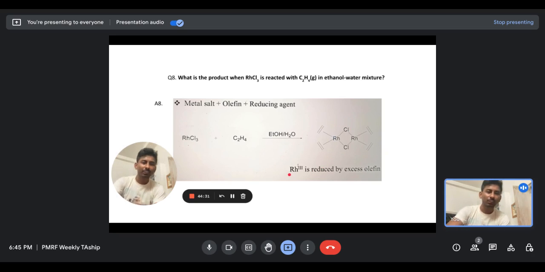So this RhCl3 is actually reduced by an excess amount of olefin. So a high C2H4 pressure of 30 bar is required to carry out this specific reaction.